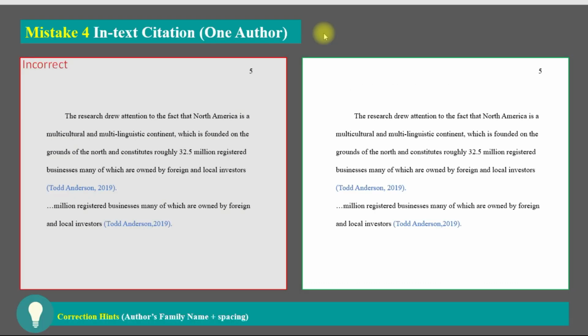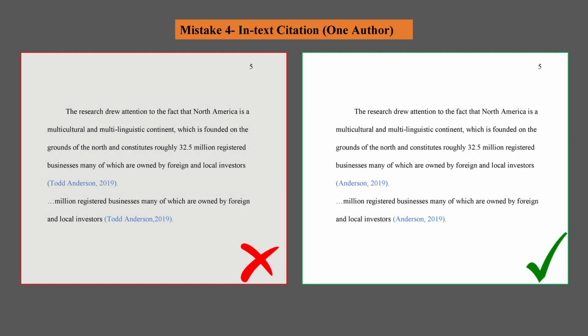Mistake number 4, in-text citation using one author. Now let's go to the right sample. The first mistake is when students write the first name of the author. So let's remove it. And another common mistake, you need to put a space after the comma.